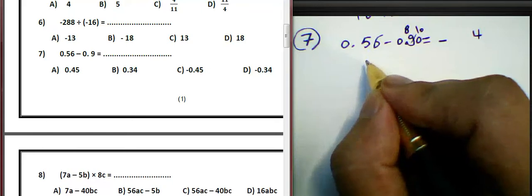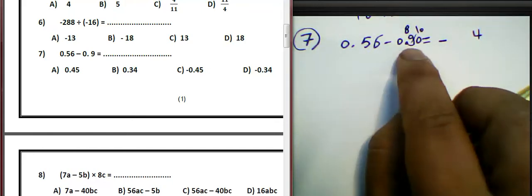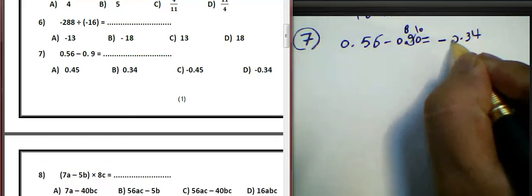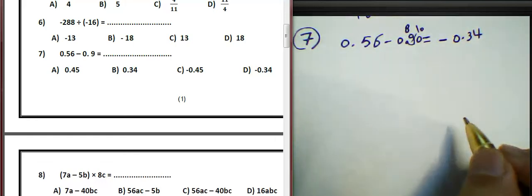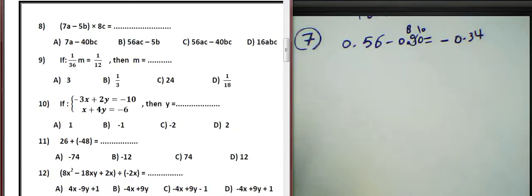5 here again, 10 minus 6 equals 4. 8 minus 5 equals 3, but point and 0. So the result will be negative 34 hundredths. So the result will be D. Question number 8.